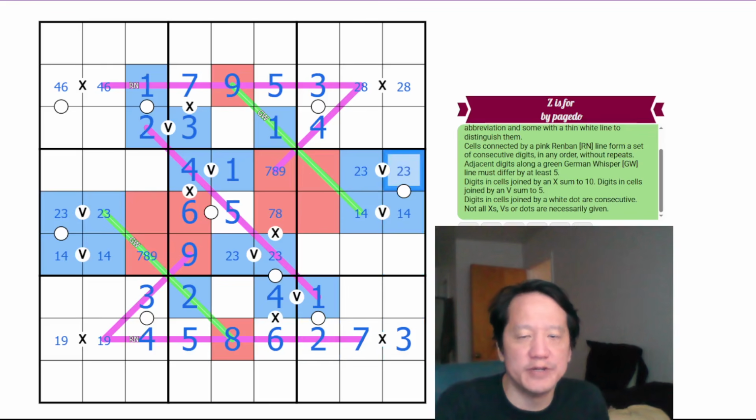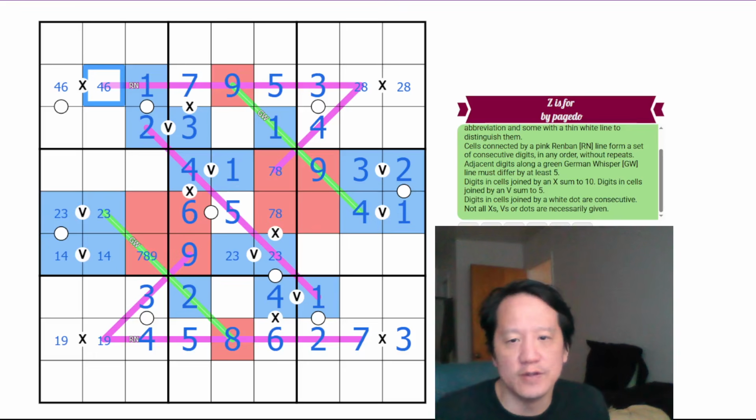3 here eliminates 3 here, so that's 2 and 3. 2 is consecutive only with 1 out of 1 and 4. So this is 1, this is 4. 4 can only be next to 9 on a Whisper 5 line. So this is 9 here. No 9 here. 4 eliminates 4 on the rest of the Renban line.